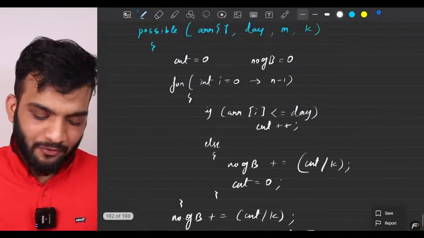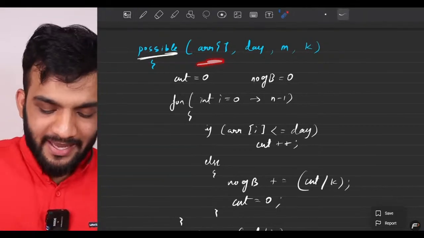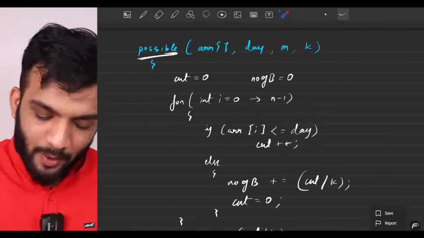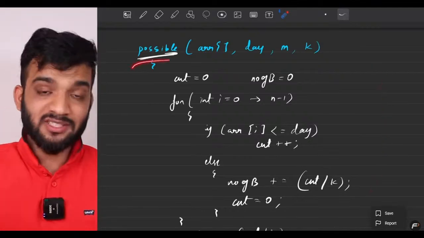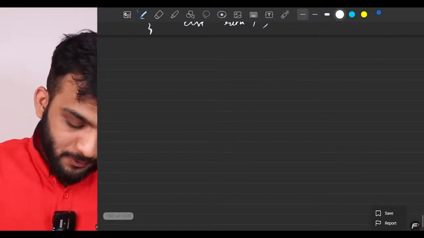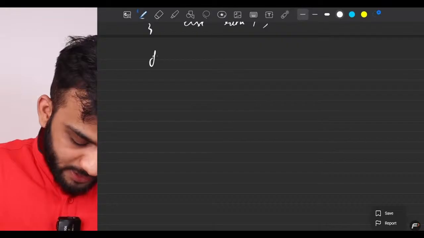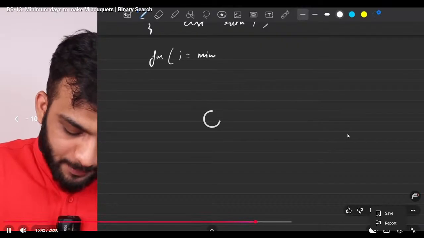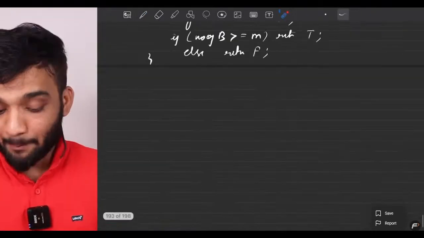So I've written down the function which takes an array which is the bloom day, takes the day that I'm looking for, takes the number of bouquets required and takes the adjacent, and tells me if it is possible or not. So this is ready. I'm trying out with a brute force.